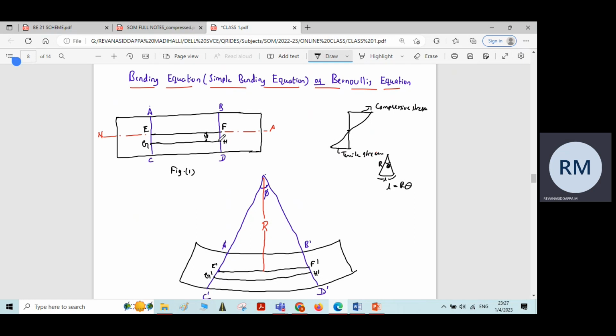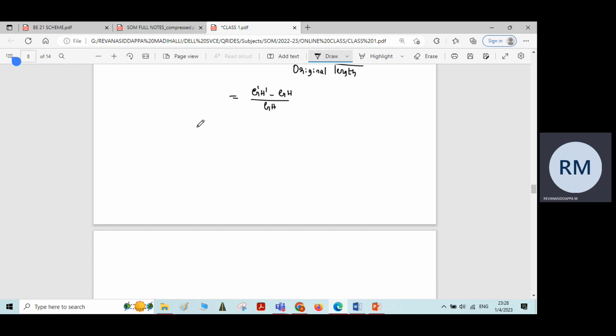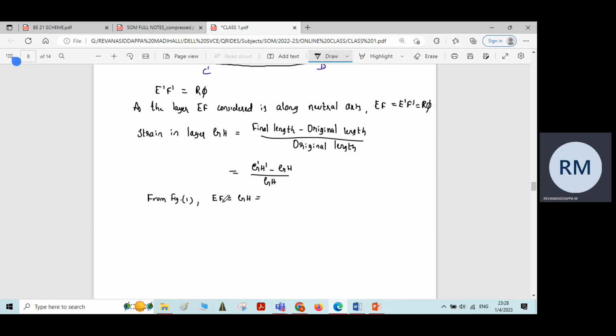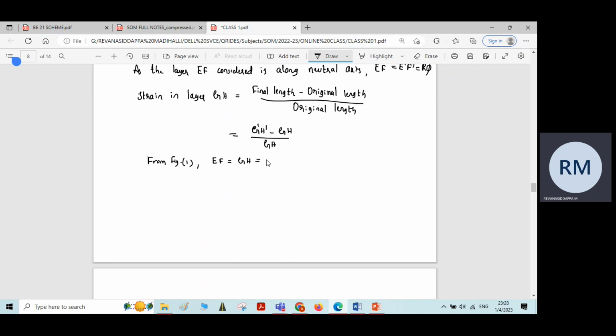the length GH is equal to length EF, correct? From figure 1 we can write the length EF is equal to length GH. We have formulated the equation for EF as R into pi. I can write here R into pi.